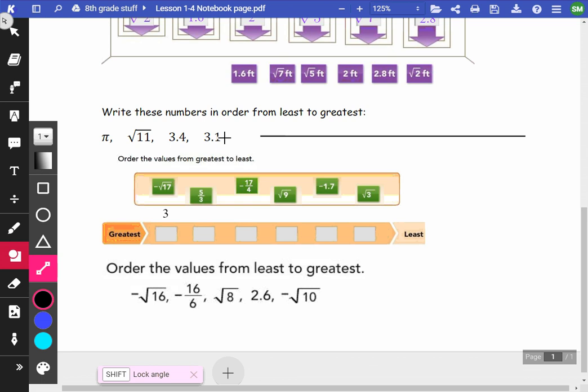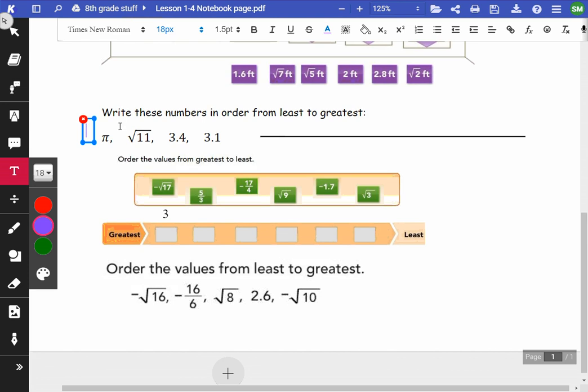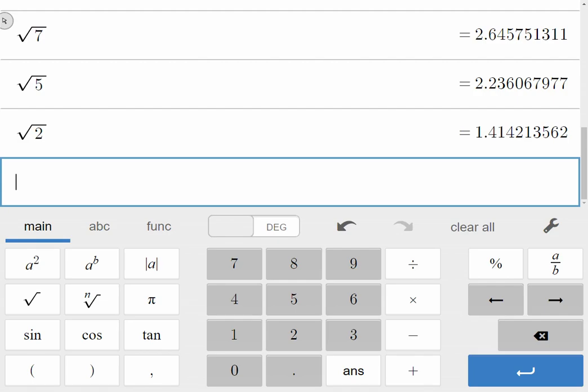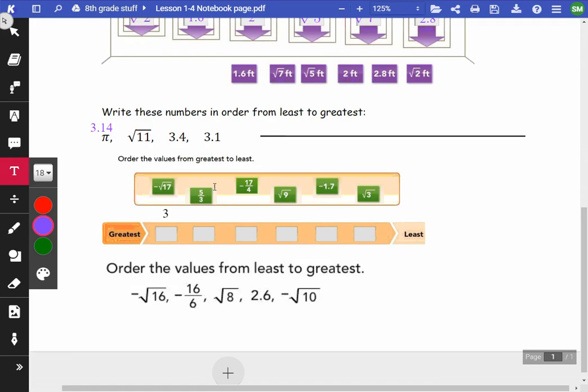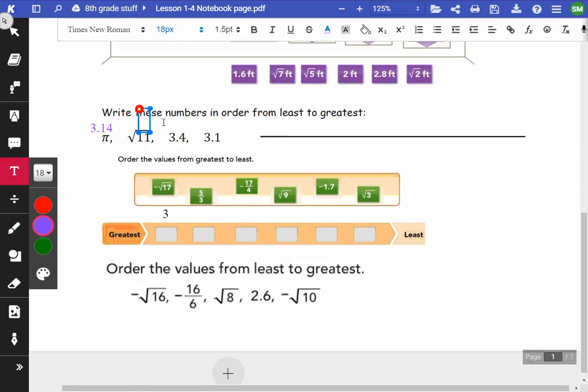It looks like I got a 3 point something and a 3 point something. Pi, we know, is about 3.14. So I'm going to put that right there by pi. And then the square root of 11. I don't know that off the top of my head. I know it's between 3 and 4, but that's not going to be much help. Okay, it's about 3.3. So I'm going to put that right there, 3.3.